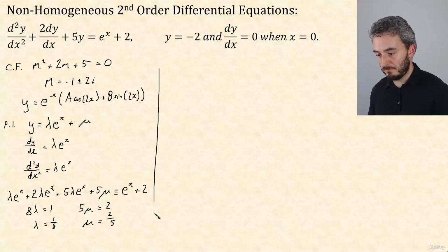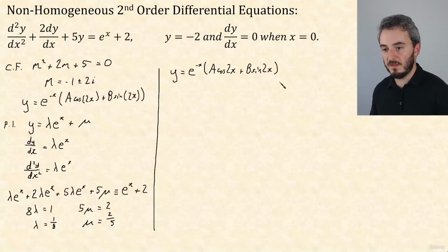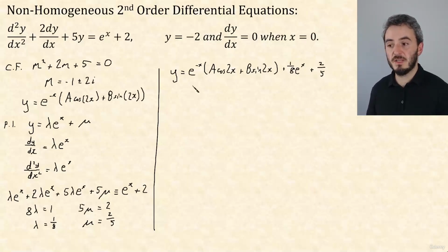So the general solution to this is the complementary function, which is e to the minus x, a cos 2x plus b sine 2x, plus the particular integral, which is 1/8 e to the x plus 2/5. Okay, now we can use these boundary conditions to find a and b.